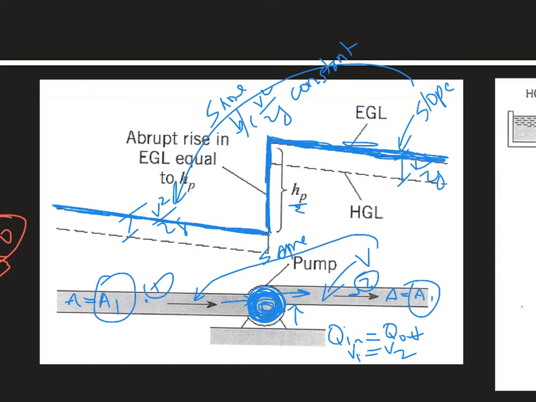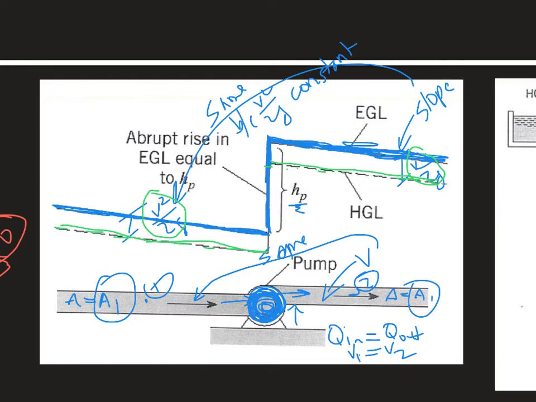Okay, so now we want to know the HGL. Well, the HGL is pretty easy to get at once you have the EGL. The EGL is always going to be v squared on 2g above the HGL, and v squared on 2g is constant because it's a constant diameter pipe, so we're just going to dot it in. Sweet. Okay, so I can't really see those dots, so let me just draw it like that. Okay, so that's how you do an HGL EGL every time.